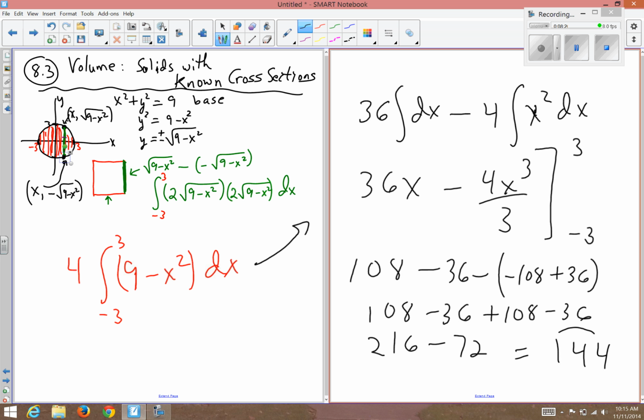This number is the volume of the solid that you can't see here. The solid has a circular base and vertical cross sections are each squares. I'm going to do one more example.